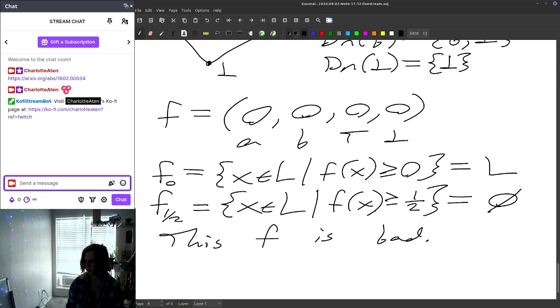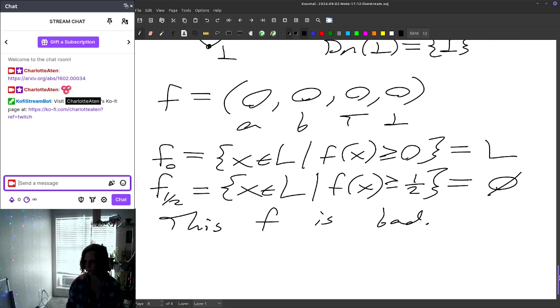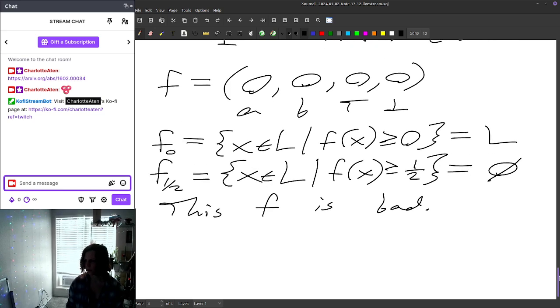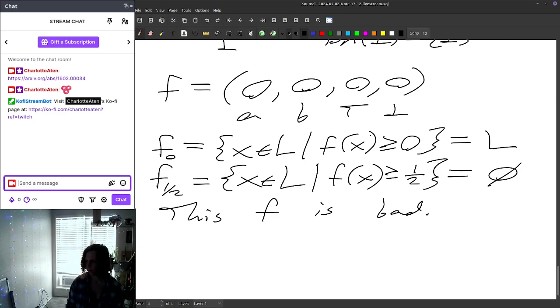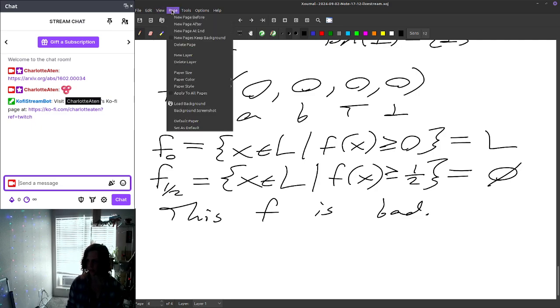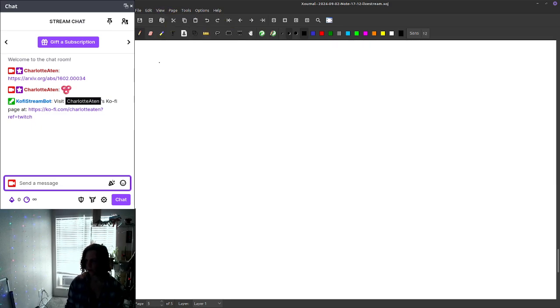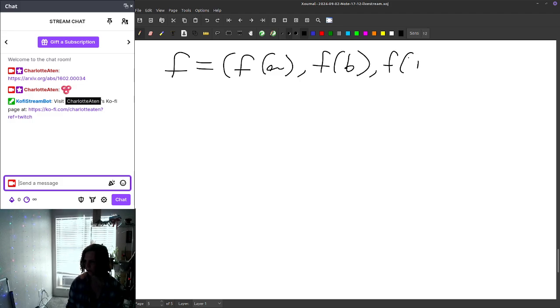Okay. So we can't have that. It's not allowed. So, well, let's think a little bit more about this. If I just have some function of the type that I described before, and I'll think about that as a tuple f of A, f of B, f of the top thing, and then f of the bottom thing.